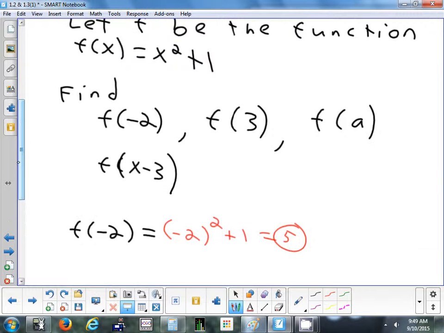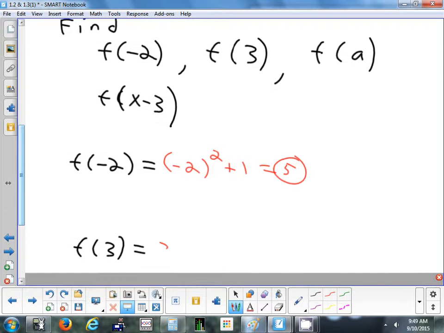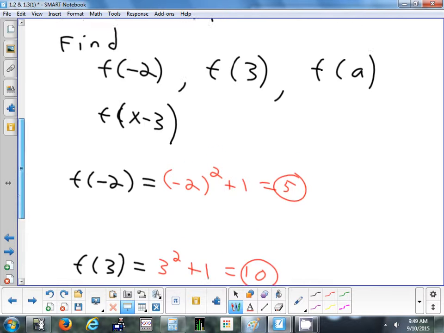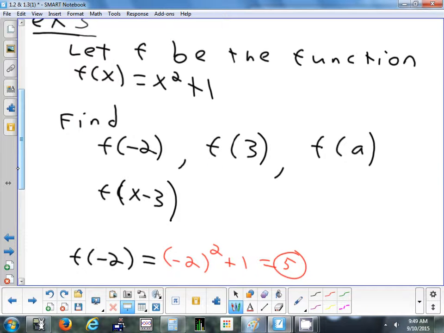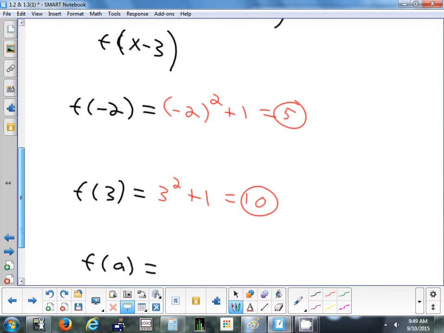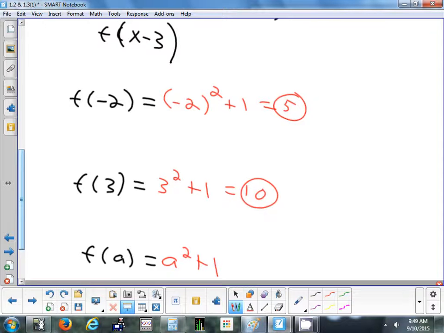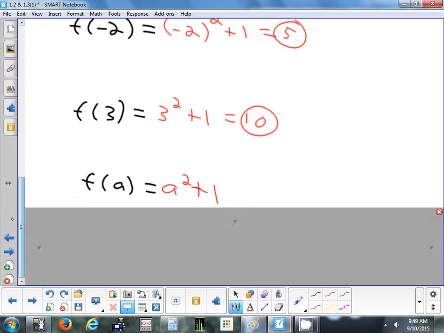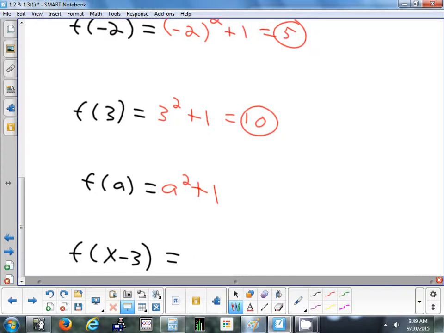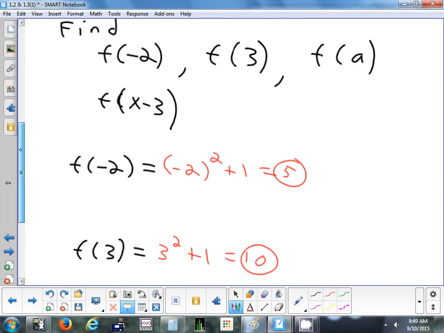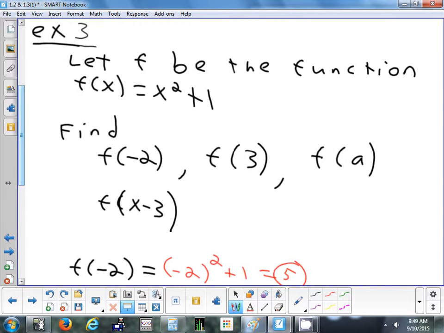Okay, what do you get if you plug in 3 for x? 10. 3 to the second power plus 1 is 10. What do you get if you plug in a for x? A squared plus 1. You can't do anything with it. And then the last one they have us plug in is x minus 3. Well, that's x minus 3 squared plus 1.